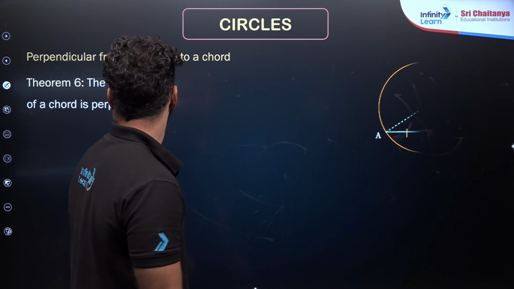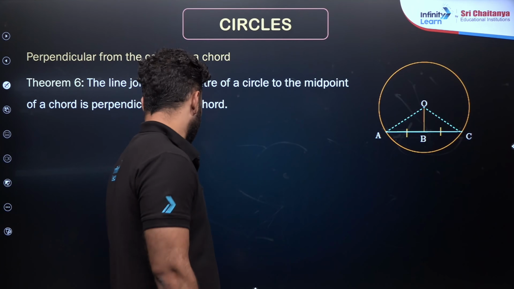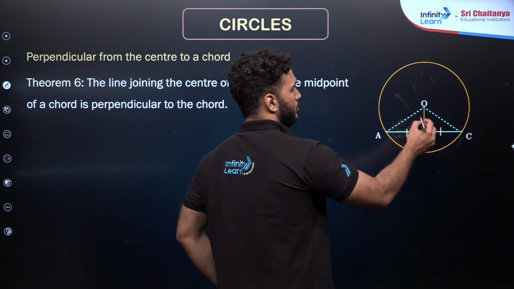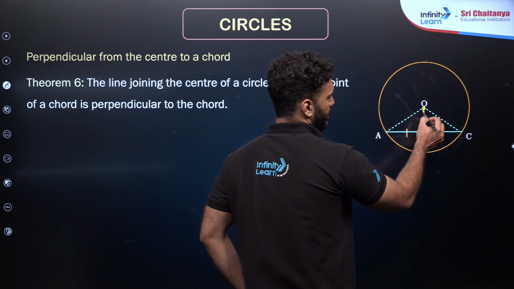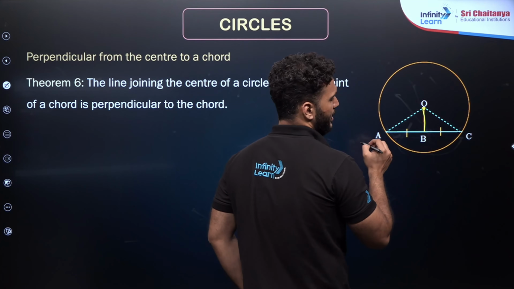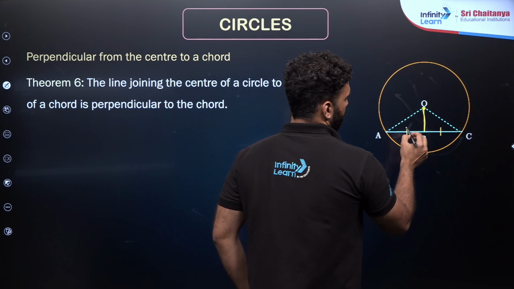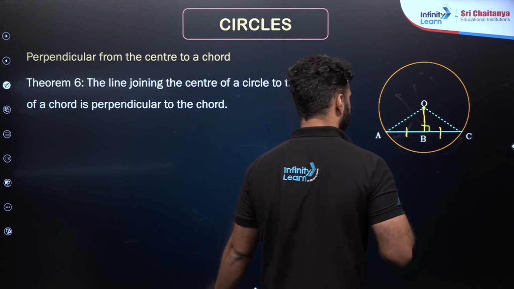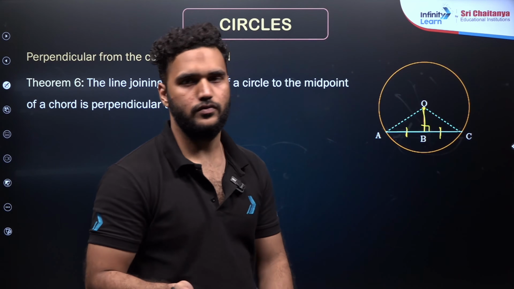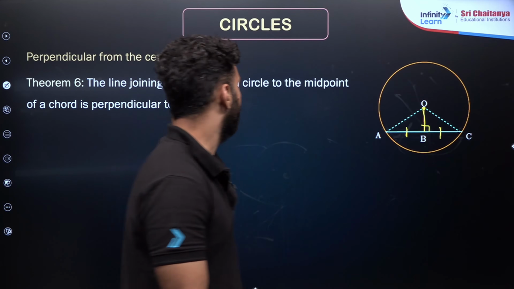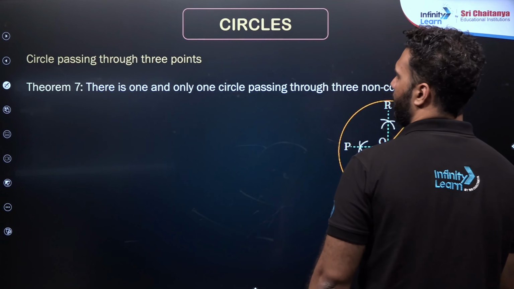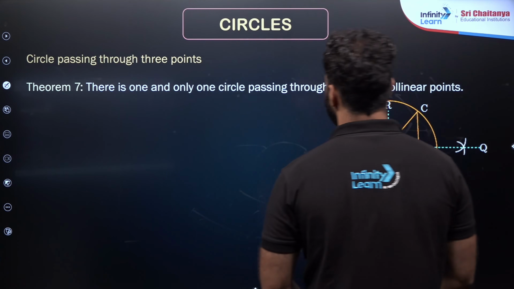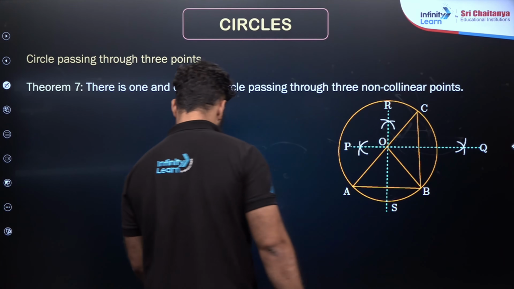Now next, if you draw a line from the center to this line AC, and this part and this part are equal, then this must be perpendicular. So both things we have proved using the isosceles triangle.